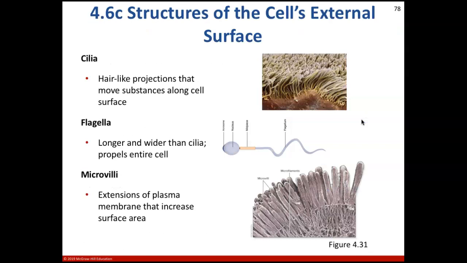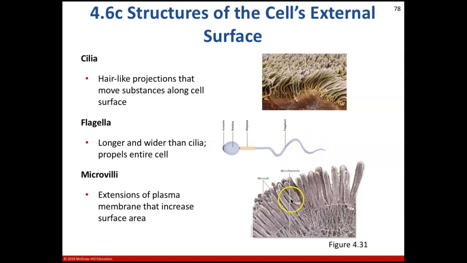Now let's look at some of our cell's external surface structures. First, we have cilia. These are the hair-like projections that are going to move substances along the cell surface. For example, in our respiratory passages, we have cilia that help move debris out of our respiratory system. Flagella is another external surface feature. It is longer than it is wide compared to our cilia, and it helps to propel the entire cell. The best example that we have in male bodies is the sperm cell.